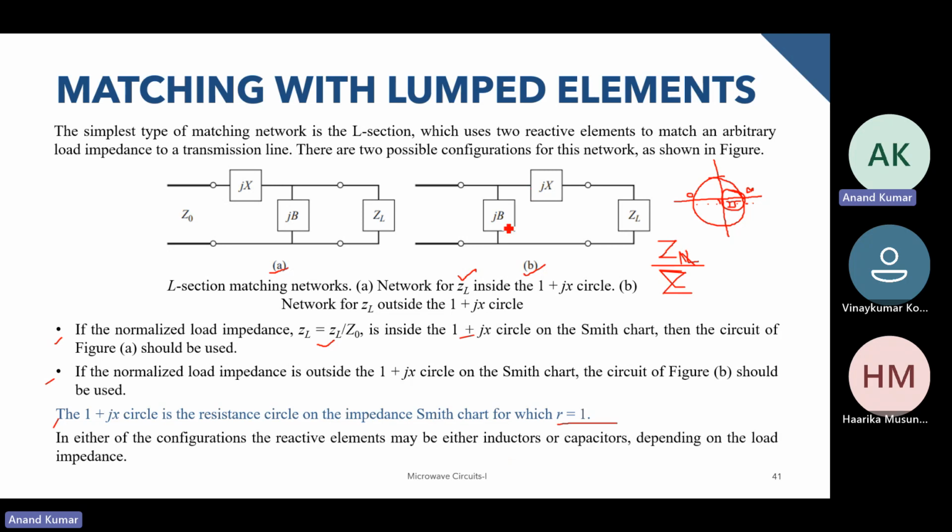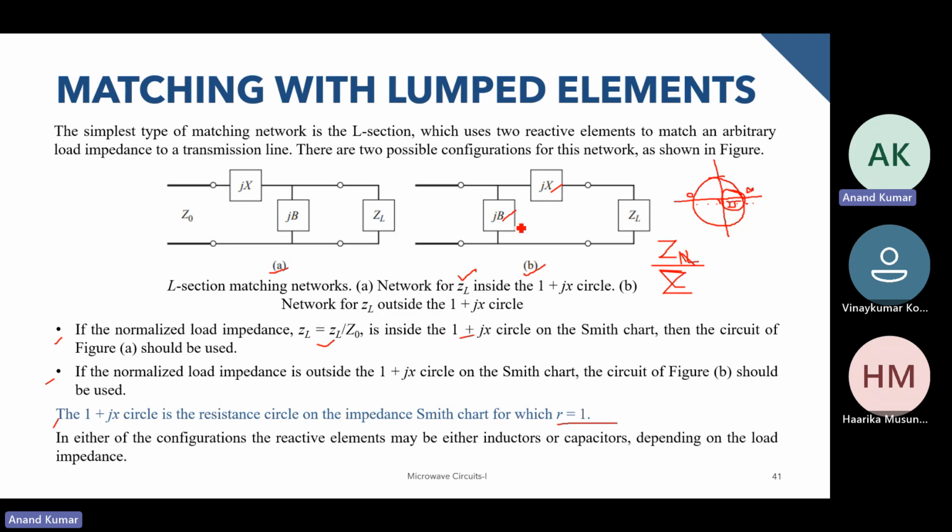Again, this X and B can be either inductor or capacitor, and this will depend upon their value. If it is plus, it is an inductor. If it is minus, it is a capacitor. So we will calculate X and B without assuming they are inductor or capacitor. Once we get their values, we'll come to know whether it is a capacitor or an inductor.